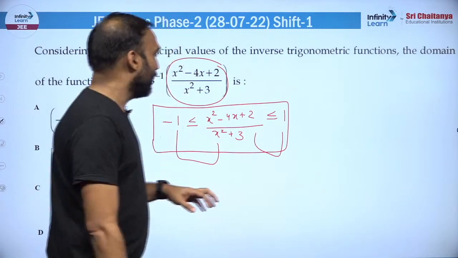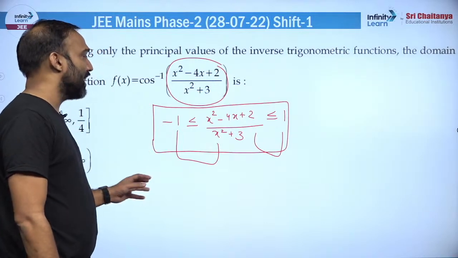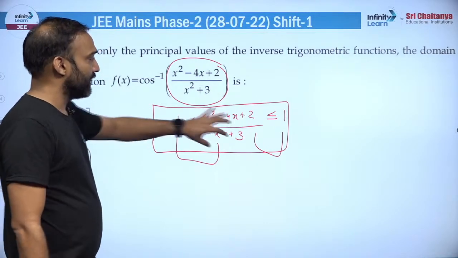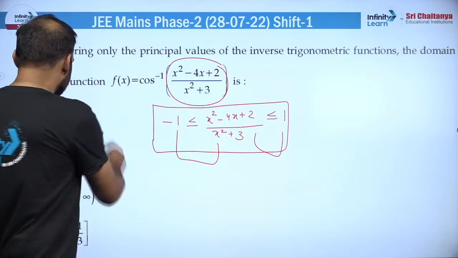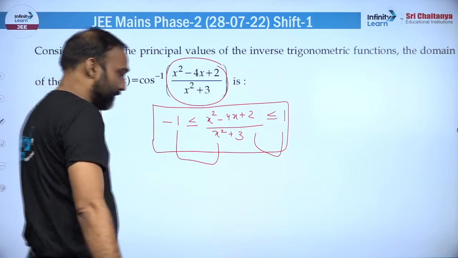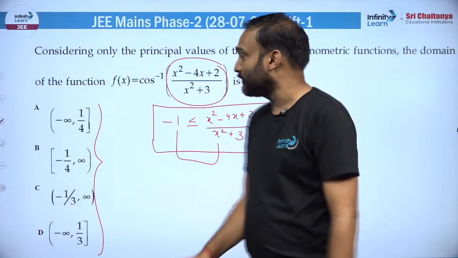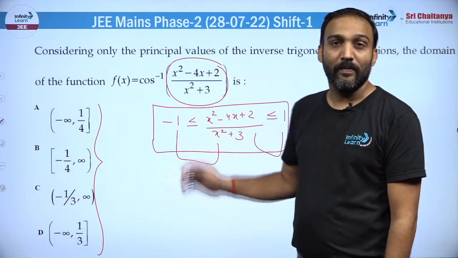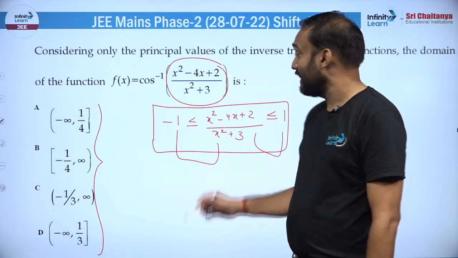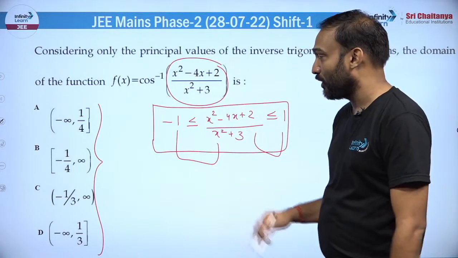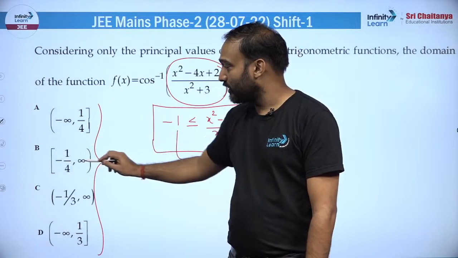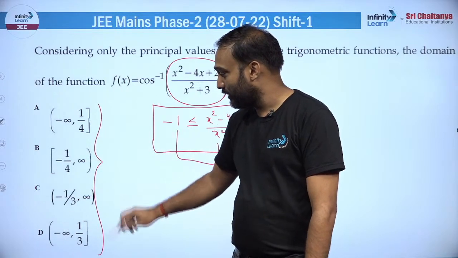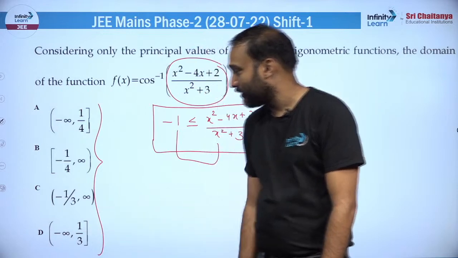save time. So I know the domain, the values of x would lie between, when this fraction will always lie between -1/2 and 1. So I can pick the values from A, B, C, D from the options. I can put these values over here and I can check whether those values are satisfying the inequations or not. For example, let's say -infinity to 1/4, -1/4 to infinity, -1/3 to infinity, and -infinity to 1/3, right?